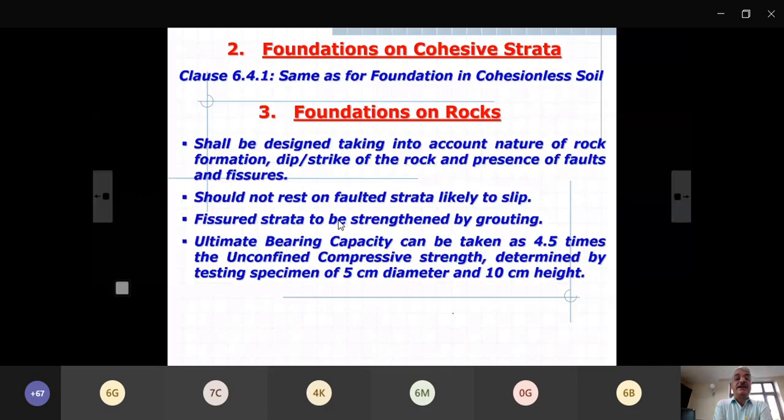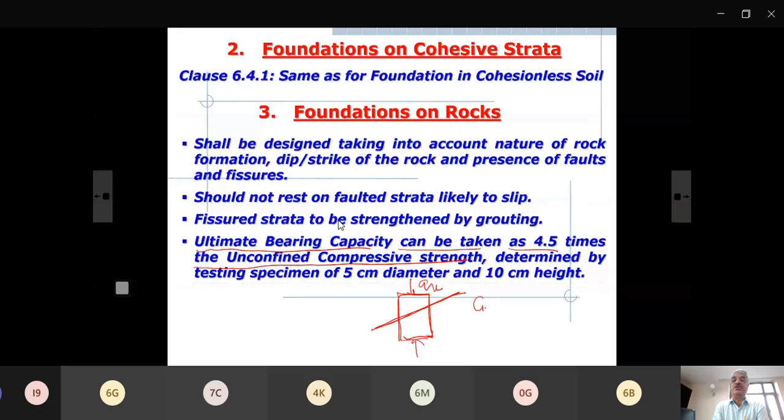And then it says the ultimate bearing capacity. Here the word is ultimate. There in equations it was net ultimate. So please be very careful about these terms. It can be taken as 4.5 times the unconfined compressive strength. If you remember in slope stability, when we were in phase 1, one of the tests for determining shear parameters is unconfined compression, where you can make a cylinder of the specimen and it can withstand without any lateral support. You apply the load and it fractures, it cracks at some angle. So whatever is QU, you take that and CU will be QU by 2.